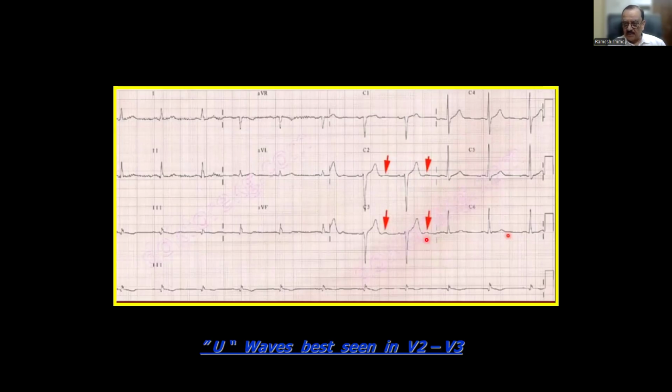Everybody got it? Everybody is able to appreciate the small U wave here? Yes, sir. Okay. Do you see any other abnormality here?